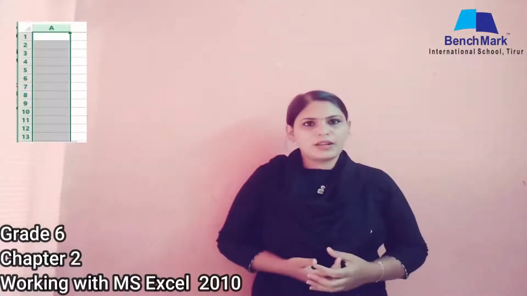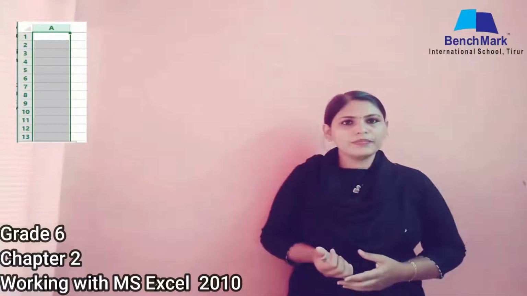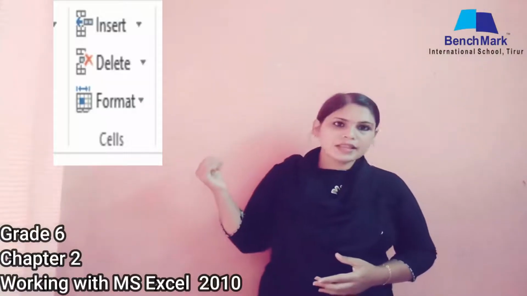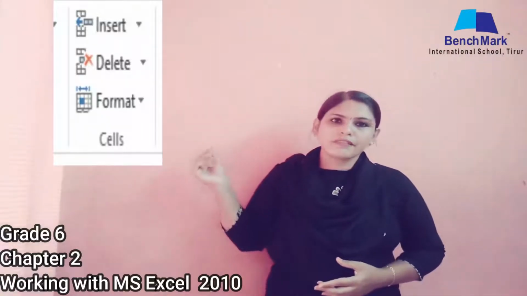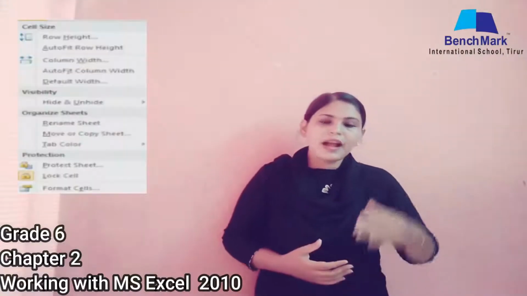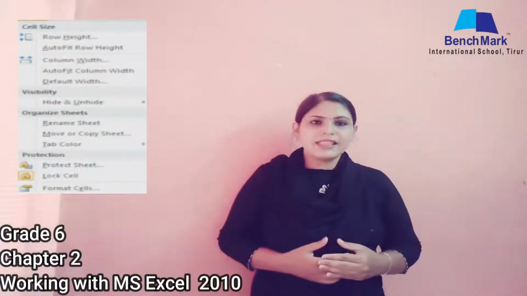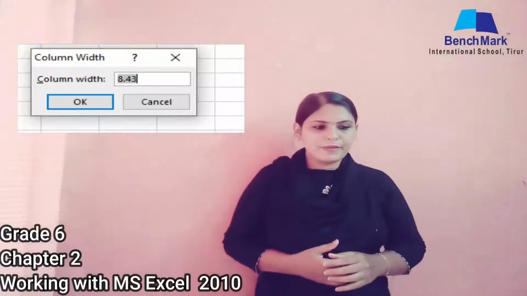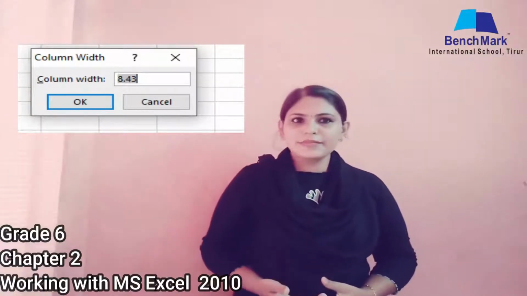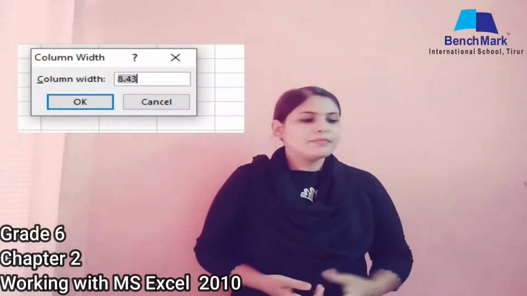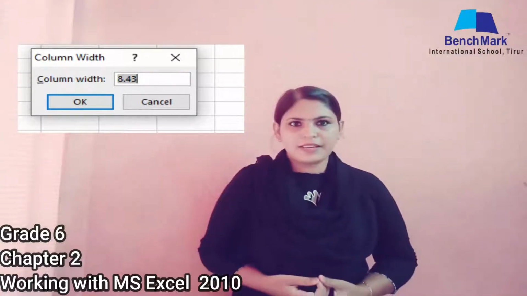Suppose I am going to change the width of a column. So I have selected a column. Then on the Home tab, in the Cells group, I have clicked Format. From the menu, I have selected Column Width. Then a message box will appear. In the message box, you can type the width of the column. By default, it is 8.43. The default height of a row in the worksheet of Excel is 12.75 points.